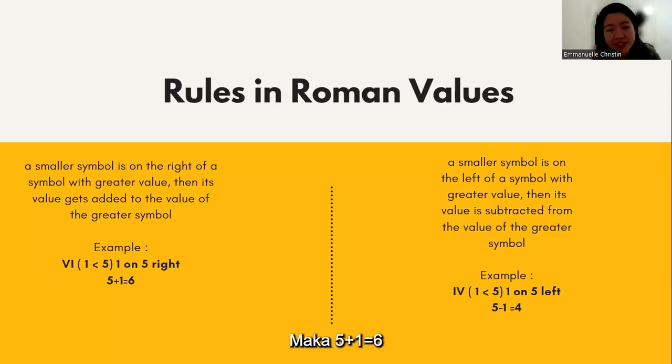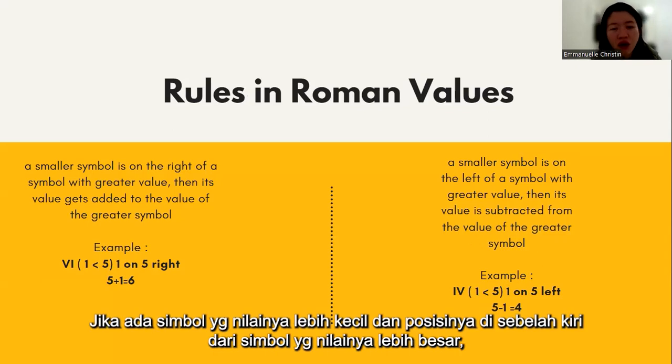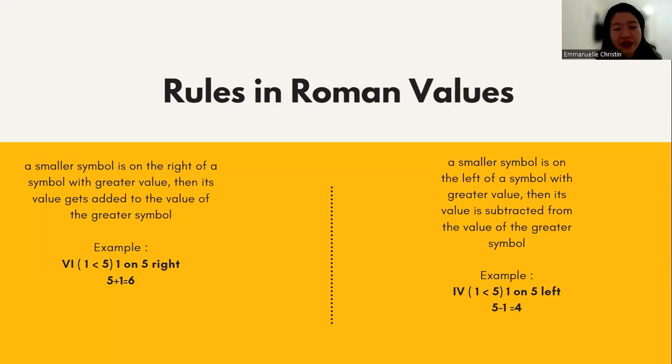In the opposite case, if a smaller symbol is on the left of a symbol with greater value, then its value is subtracted from the value of the greater symbol. For example, IV: we know that V is 5 and I is 1, and 1 is on the left side of 5. So 5 minus 1 equals 4.